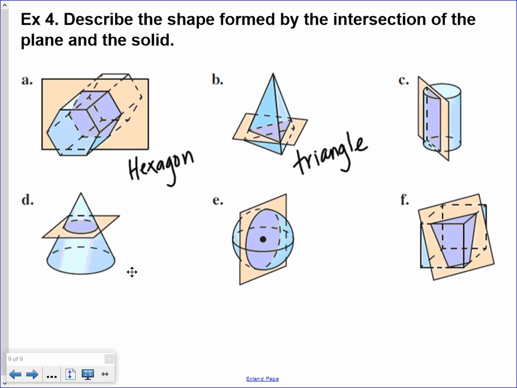C was kind of like my cake example. So if you take a cylinder and you cut it up and down and take a piece of it away, Luke's already answered. Thank you though, Luke. Alex? Rectangle is what I'm seeing. Even though it's a round shape.